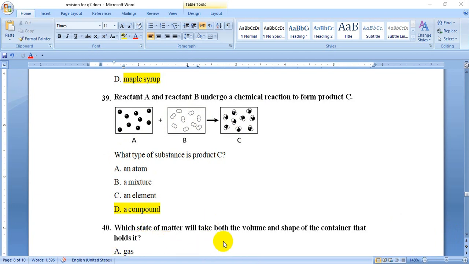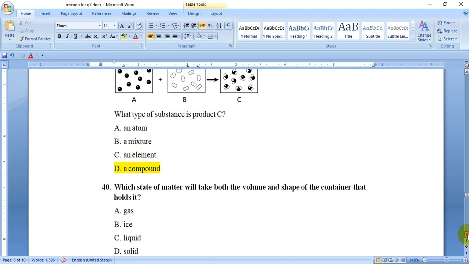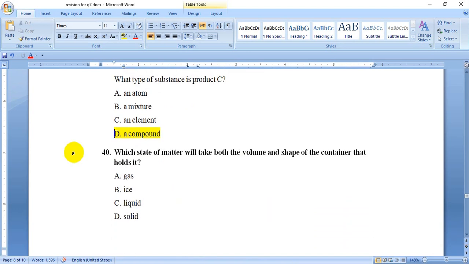Which state of matter will take both the volume and the shape of the container that holds it? Gas takes the shape and the volume of the container.